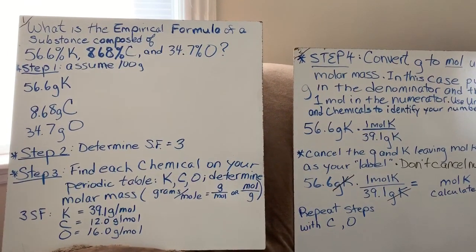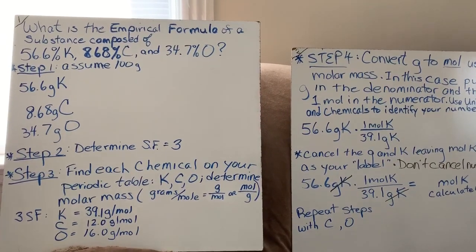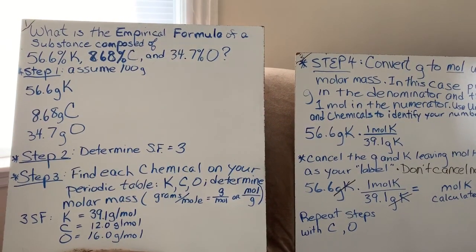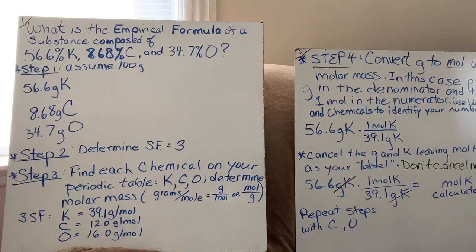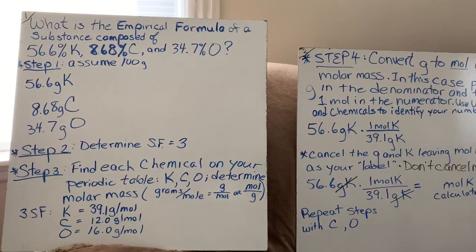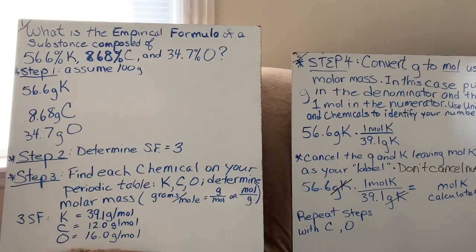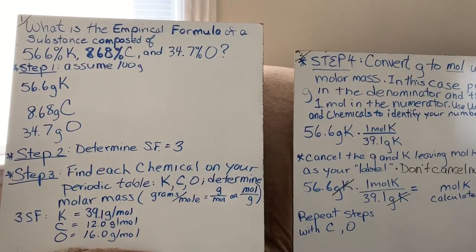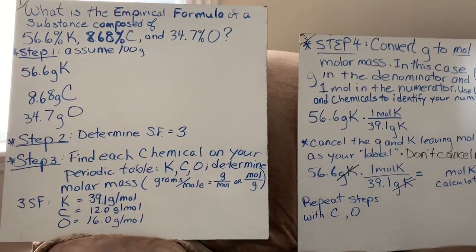So the first problem that you had to work for me was, what is the empirical formula of a substance composed of 56.6% potassium, 8.68% carbon, and 34.7% oxygen?